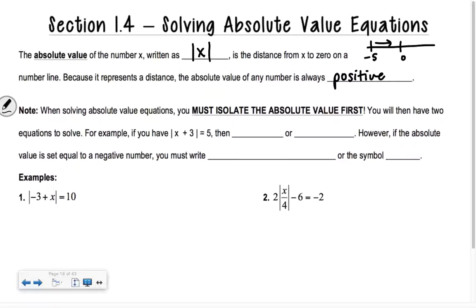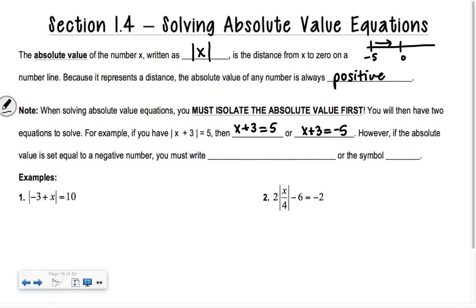So it says, note, when solving absolute value equations, you always have to isolate. So I underlined, I capitalized, and I bolded. Probably important, right? So you must isolate the absolute value first. You'll then have two equations that you're solving. So for example, if you have |x + 3| = 5, then the two equations that you would solve are x + 3 could be 5, or x + 3 could be -5.